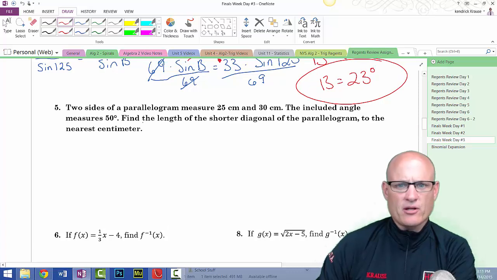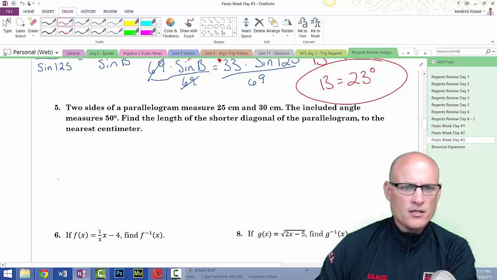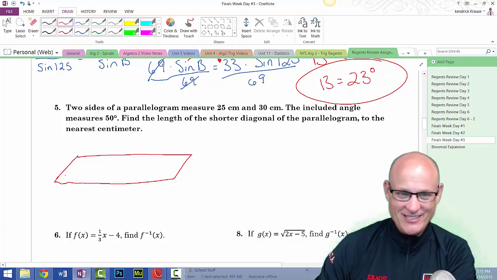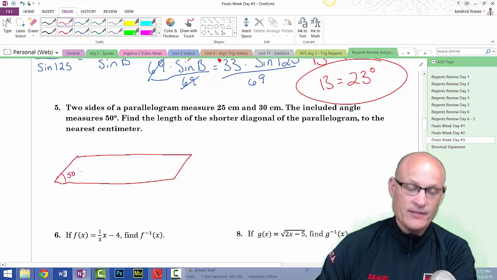Two sides of a parallelogram. Find the length of the shorter diagonal of the parallelogram to the nearest centimeter. Okay. So we're going to do a 50-degree angle. It's a small angle. It's a cute little angle. You get it? A cute little angle. Less than 90.